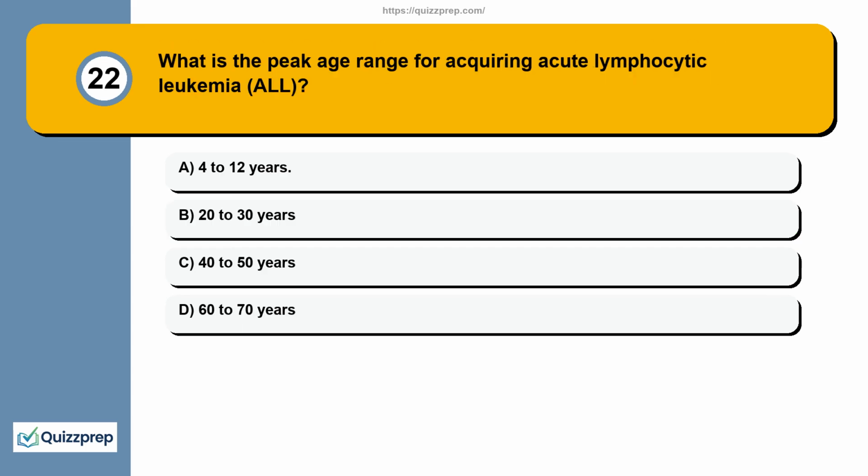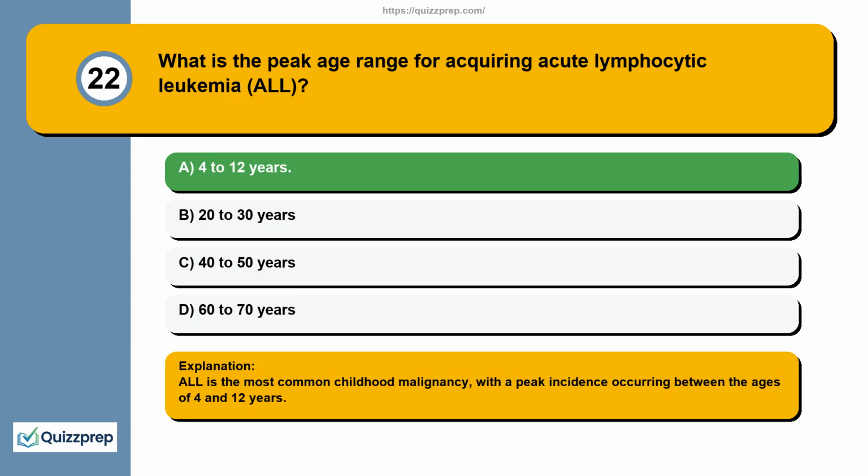Question 22. What is the peak age range for acquiring acute lymphocytic leukemia? ALL. 4 to 12 years, 20 to 30 years, 40 to 50 years, 60 to 70 years. ALL is the most common childhood malignancy, with a peak incidence occurring between the ages of 4 and 12 years.